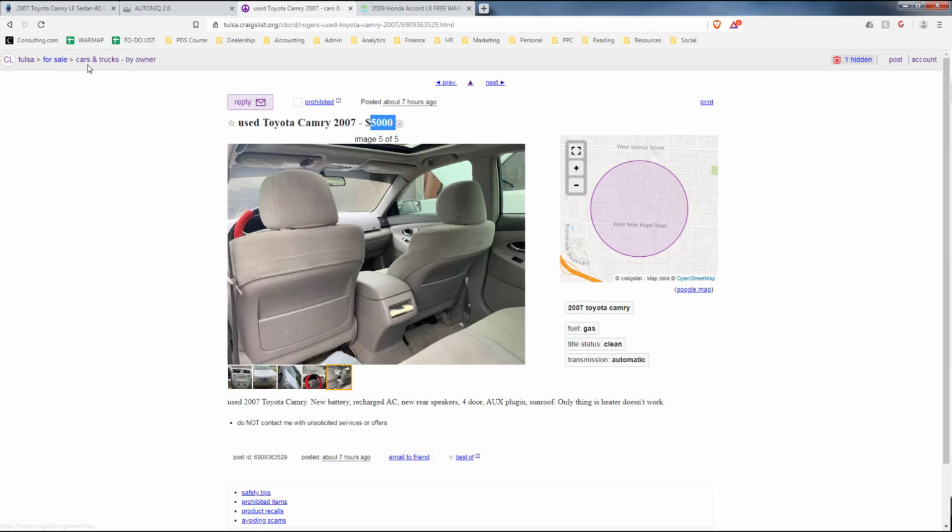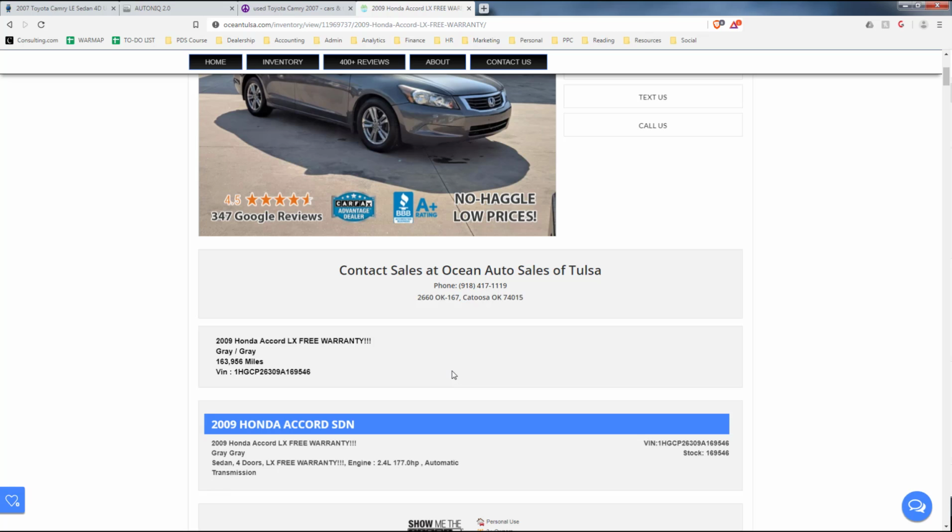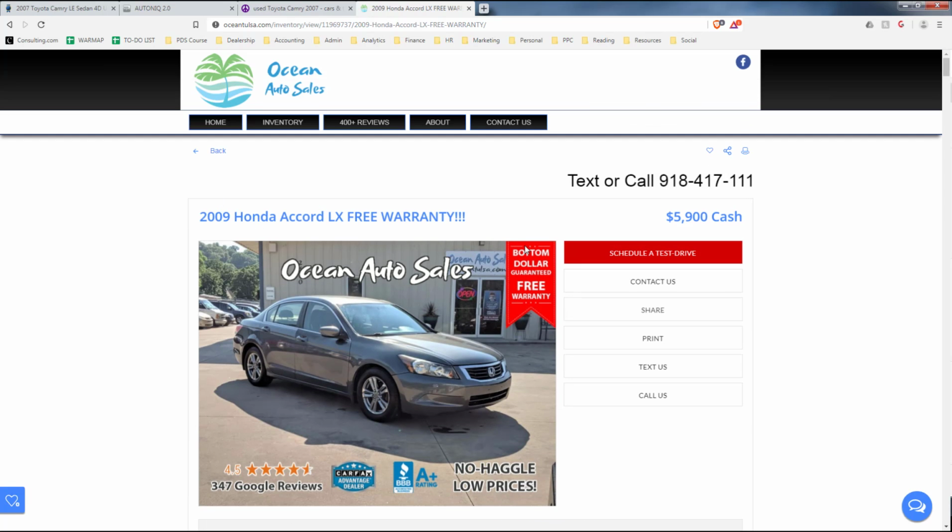And let's say if we were to go and look up this little Honda here, 09 Accord. It's got 163,000 miles.